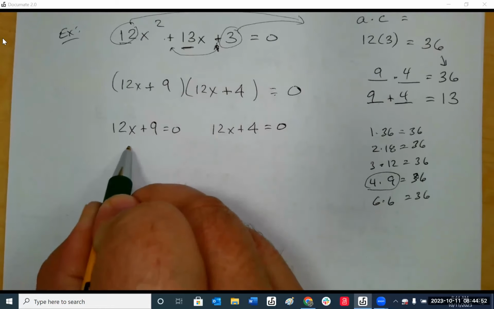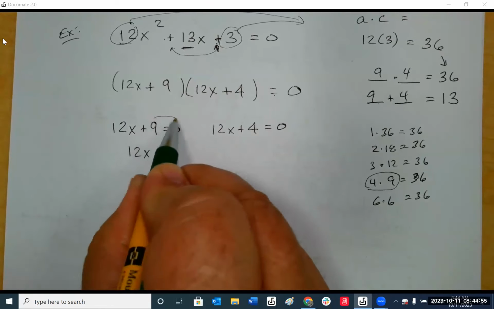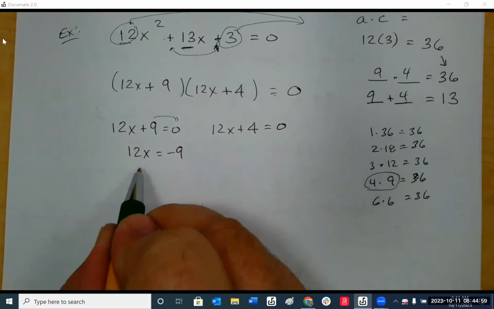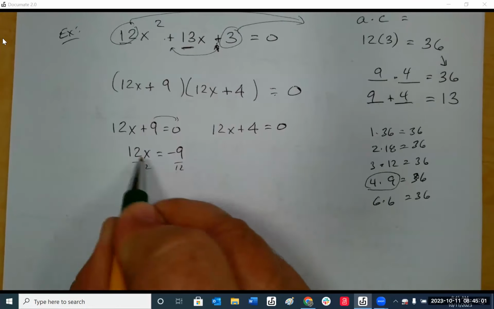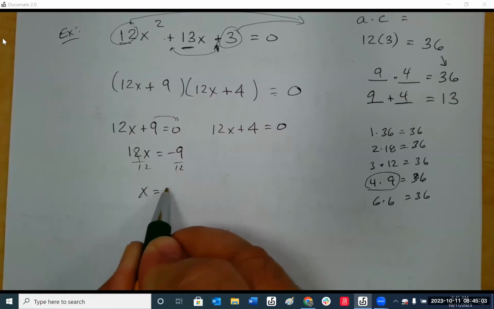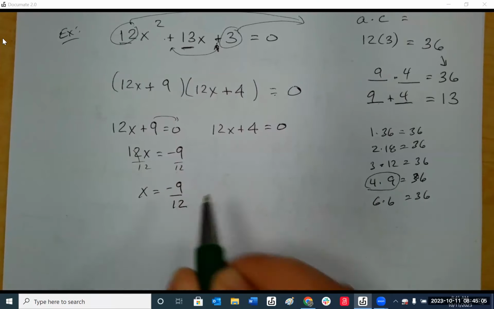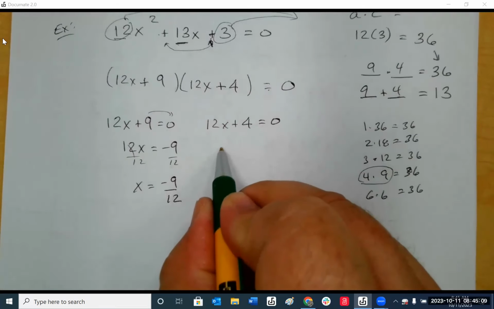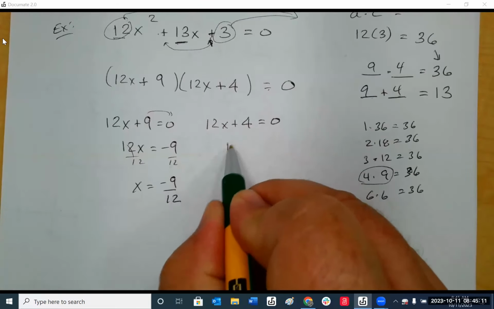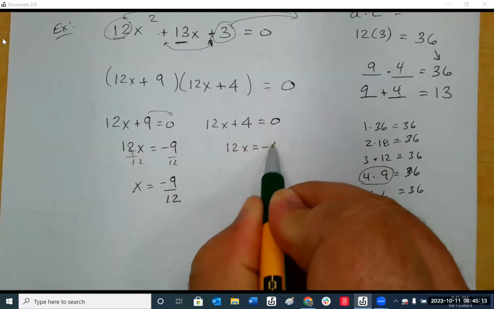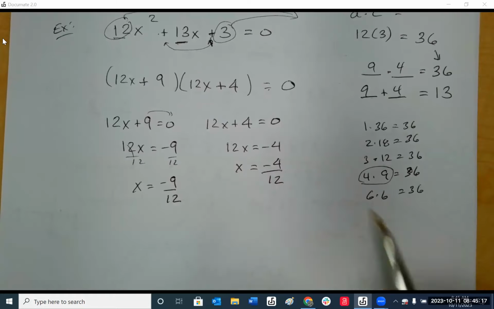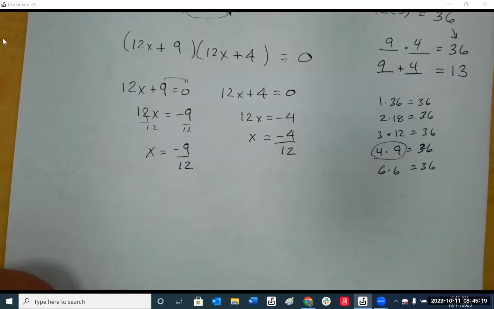So we've solved for x. So 12x, we have to move the 9 over, equals -9. Divide both sides by 12. So x is equal to -9 over 12. Same thing on the other side. Move the 4 over and divide by 12. And then simplify.